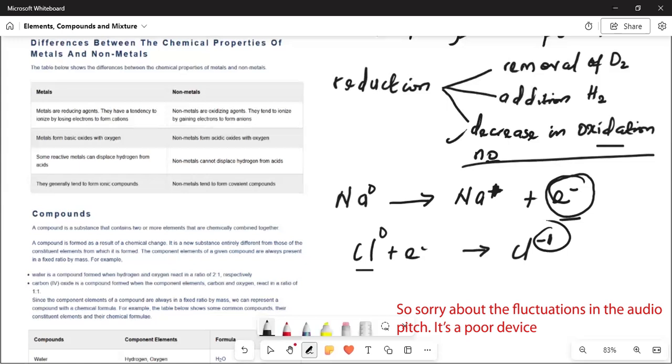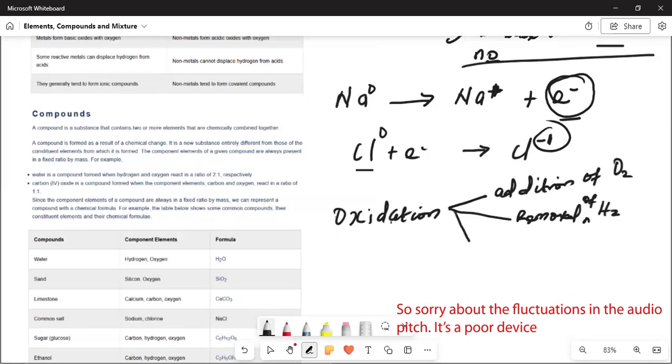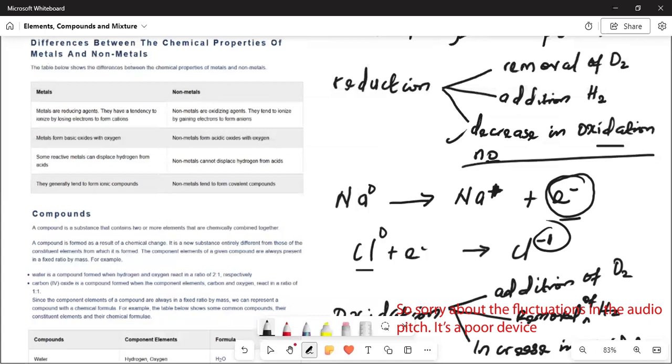So metals are reducing agents. In other words, they bring about what? Reduction. While they themselves are oxidized. Now, what is oxidation? Oxidation is addition of oxygen. That is the opposite of this. Addition of oxygen, removal of hydrogen, and increase in oxidation number. Let me write it down also. It's very important. Oxidation: addition of oxygen, removal of hydrogen, and increase in oxidation number. Okay, so we are saying that metals are what? Reducing agents. Not oxidizing agents.